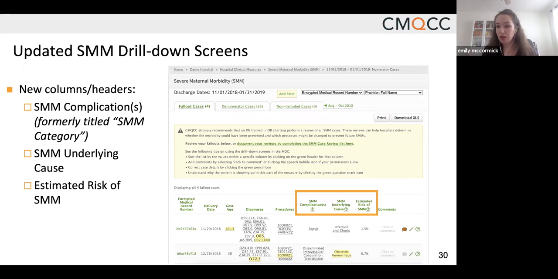So those of you that are familiar with these screens, you'll see some new changes. We have a new SMM complications header. This used to be called SMM category. We now show the SMM underlying cause, as well as the estimated risk of SMM. And this ties back to what Dr. Main was explaining at the beginning of the presentation. So let's go through what each of these mean.